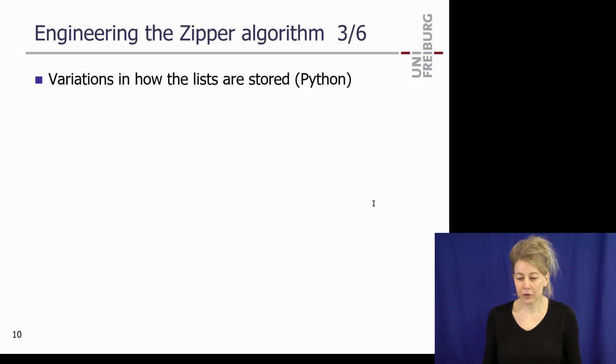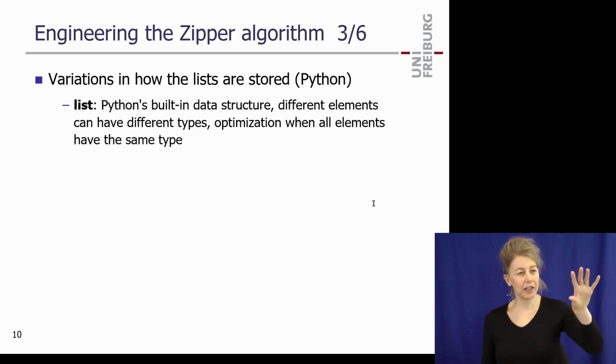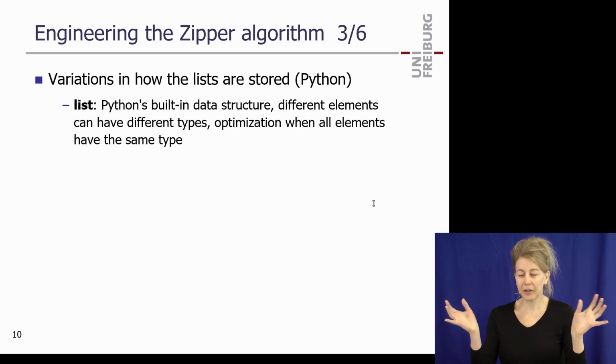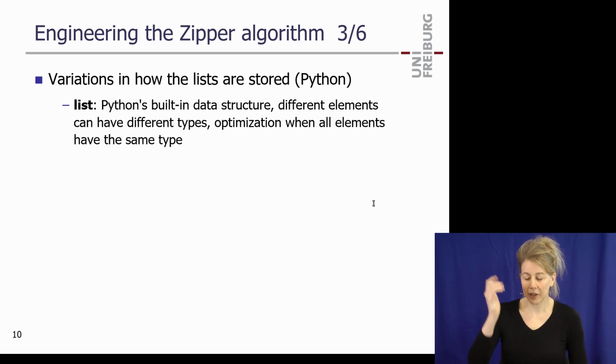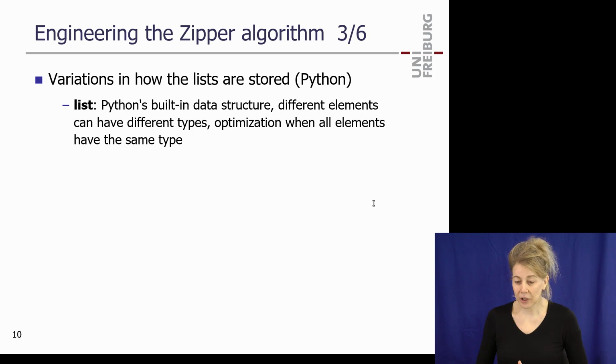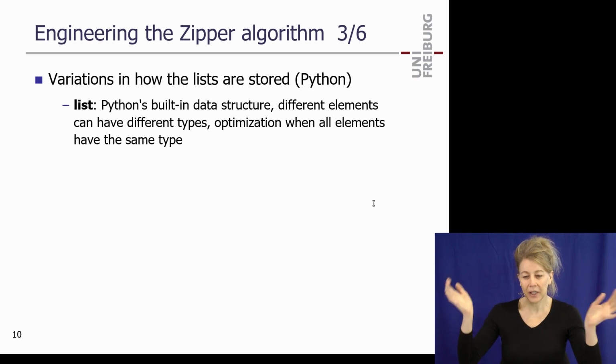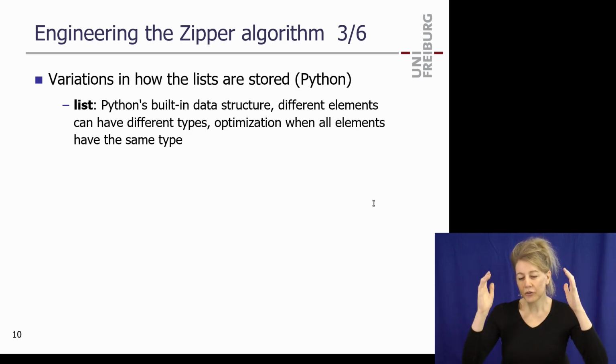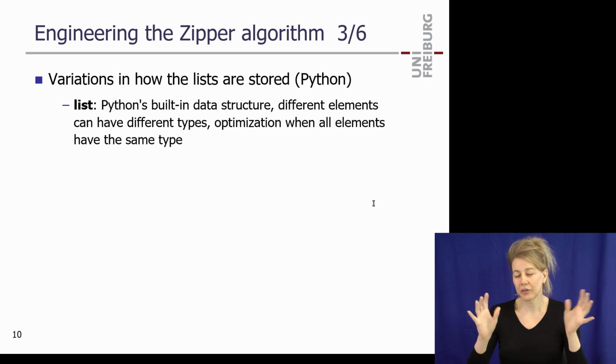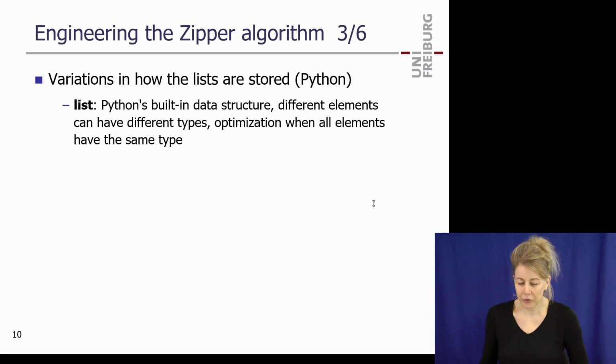Variations in how the lists are stored. Python has built-in lists which can hold any element of any type, so it's a pretty wasteful data structure, and it's not necessarily an array because you can insert something in the middle. So actually I don't know 100% how lists are implemented. I'm pretty sure that Python has an optimization that if you have a list which can hold anything but actually contains only integers and you never add something, then it's stored in a more efficient fashion.